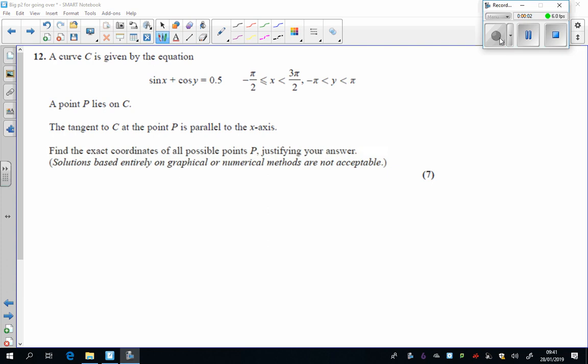Question 12 is another one where lots of people got zeros, but really you could have got 4 here just by starting off the question. We're talking about a tangent, so we've got to find its gradient, so we need to differentiate this thing.